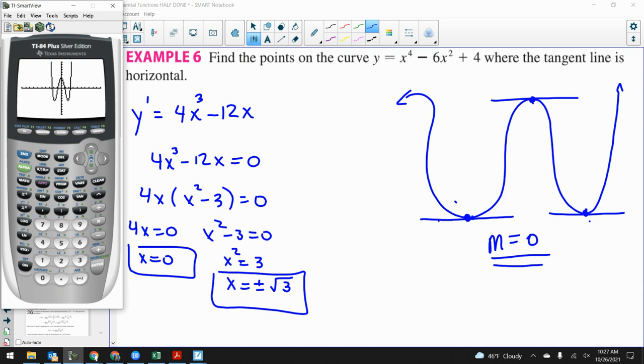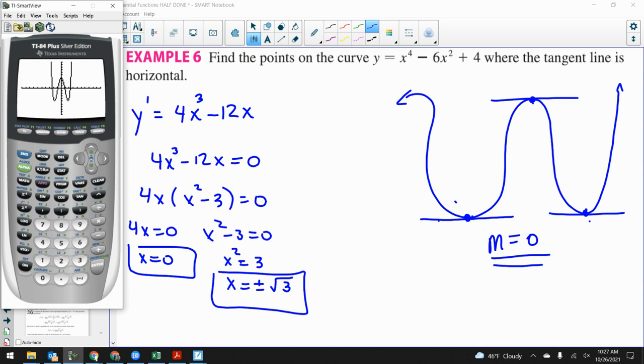Do you see the peak at 0? That was one of my zeros of my derivative, wasn't it? Do you see positive radical 3? Remember, radical 3 is just 1 point something, close to 2. The square root of 4 would be 2. So 1 point something, negative 1 point something, right?